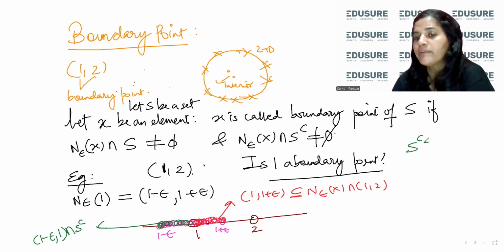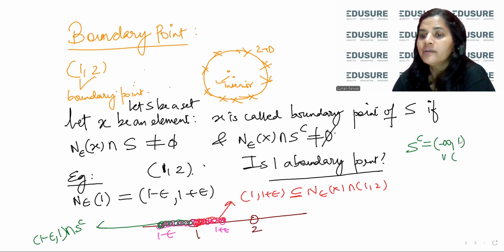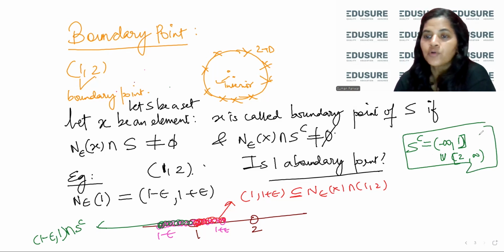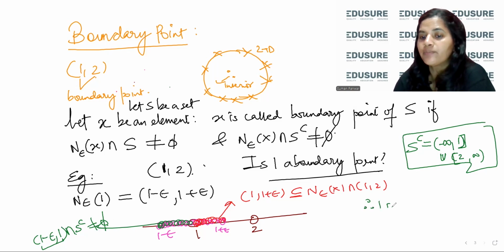So what is S complement over here? Minus infinity to 1 union 2 to infinity. I will exclude everything from 1 to 2, with 1 and 2 not included, and that is going to be my complement. So this particular interval (1 minus epsilon, 1) has an intersection with the complement. Therefore, 1 is a boundary point.